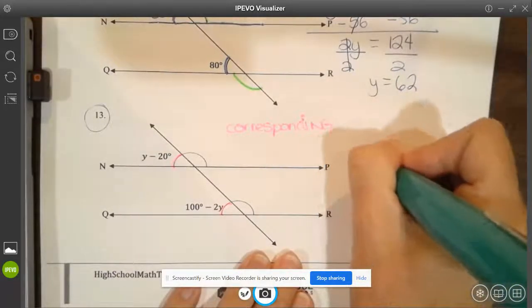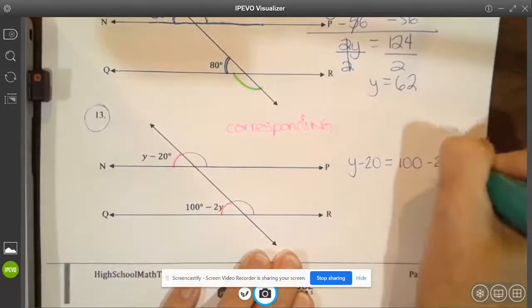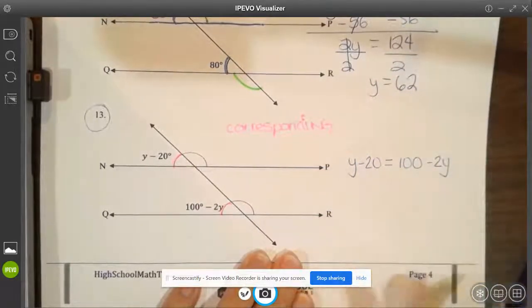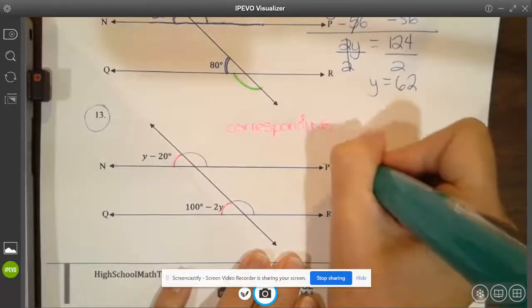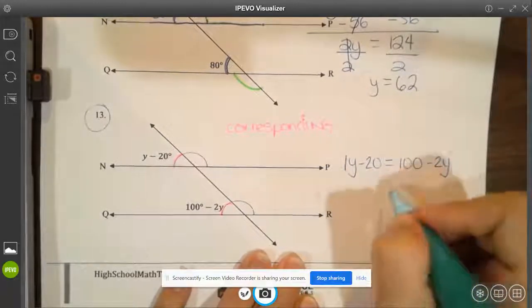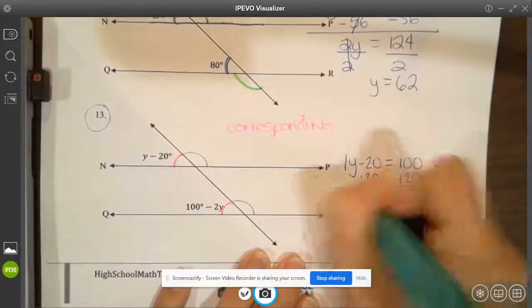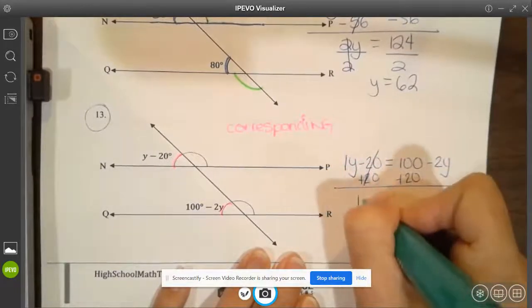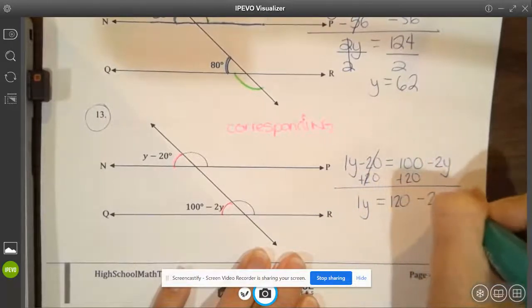So y minus 20 equals 100 minus 2y. And now we remember how to do this type of equation, which is a multi-step equation. I remember there's a 1 in front of the y here. We combine like terms and then solve for y. So I'm going to add 20 on both sides. Goes away here. We have 1y equals 120 minus 2y.